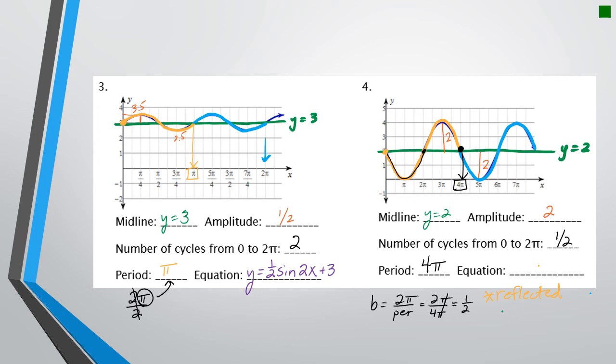Now this last part, the equation, remember that it's reflected, so we need a negative. Amplitude is 2. B is 1/2. And then midline is positive 2.